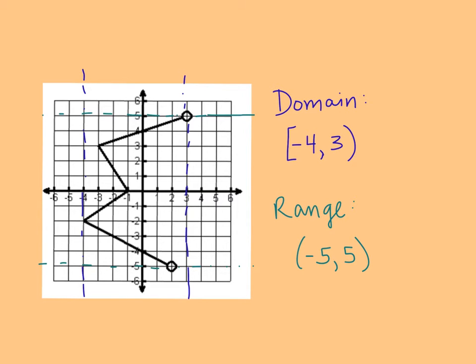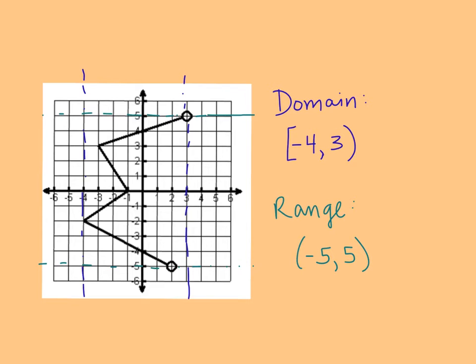Our domain is the interval from -4 inclusive to 3 non-inclusive, meaning the leftmost x value we take on is -4. I sketched that here. We actually take on that value, so it's in brackets. And then the rightmost x value that we take on is x equals 3 right here, but we don't take it on because it's an open circle there.